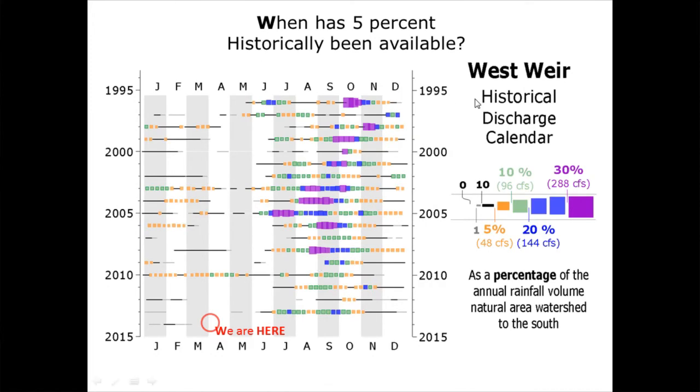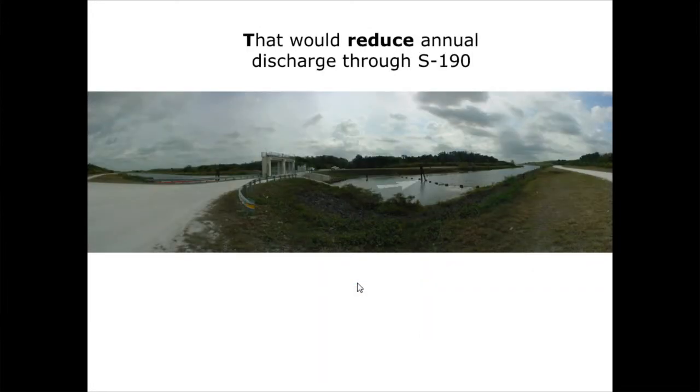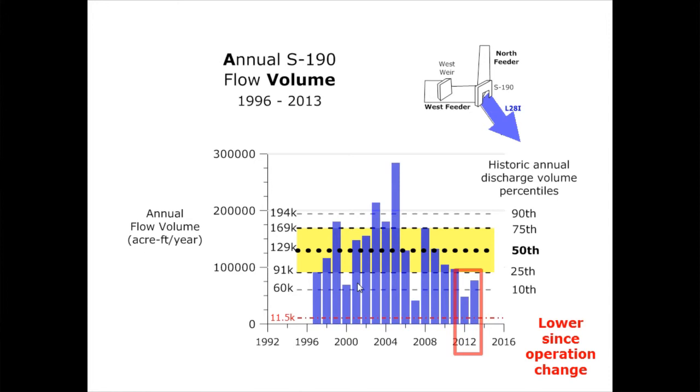Again, we do this poor man data dump for the West Weir, discharge across to the West Weir from 1995 to 2014, January to December, and you can see anywhere that there's an orange dot, that means that we're at least flowing at that 5% rate. And that typically happens during 3 to 5 months of the summer season, at least. So that would reduce annual discharge through the S190 by 11,500 acre-feet. So fractionally, it's a pretty small portion of how much water goes through the S190.